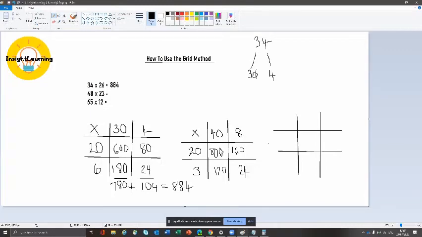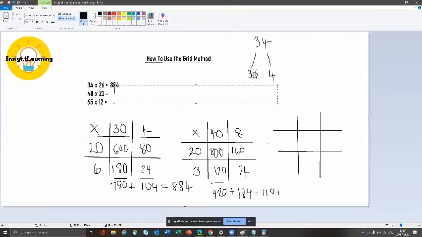So we're going to add up these 4 numbers together. So 800 and 120 is 920. 160 add 24 is 184. Now, 920 add 184 is 1,104. So the answer for this sum should be 1,104.